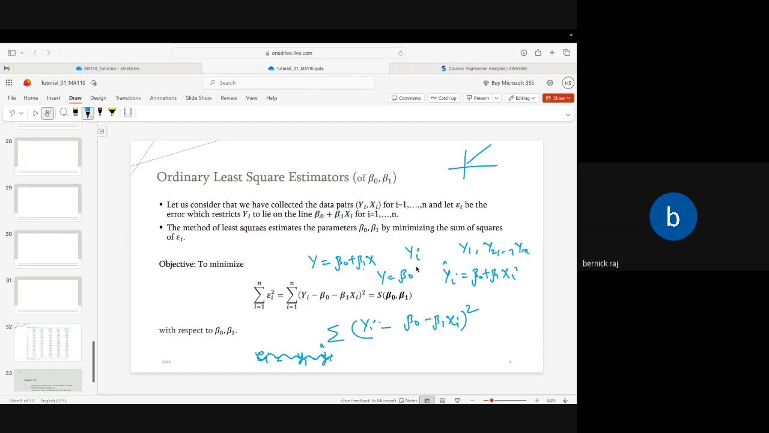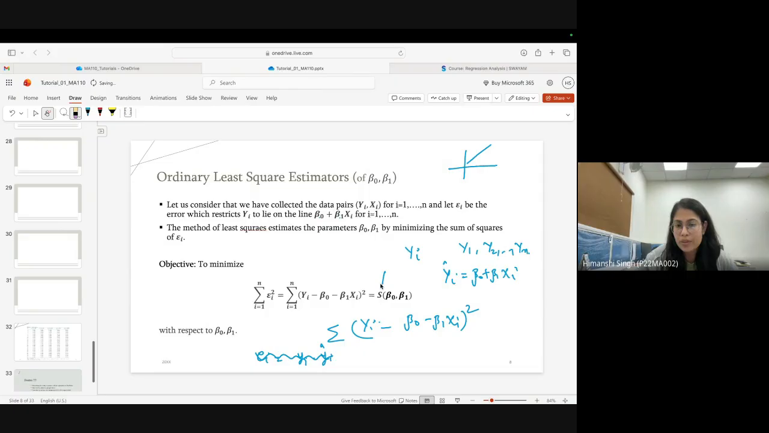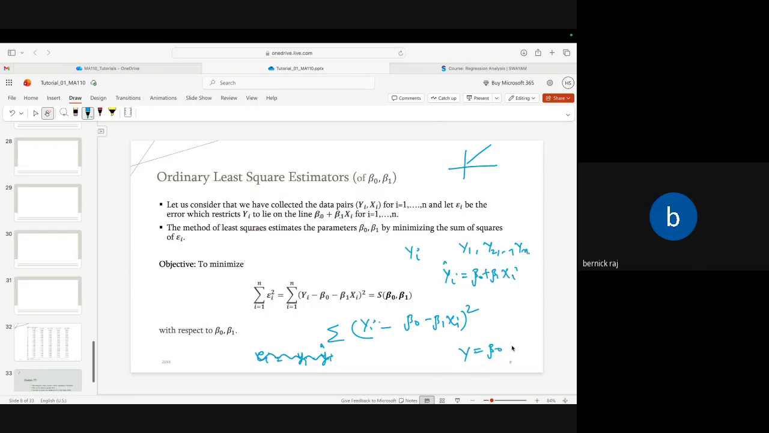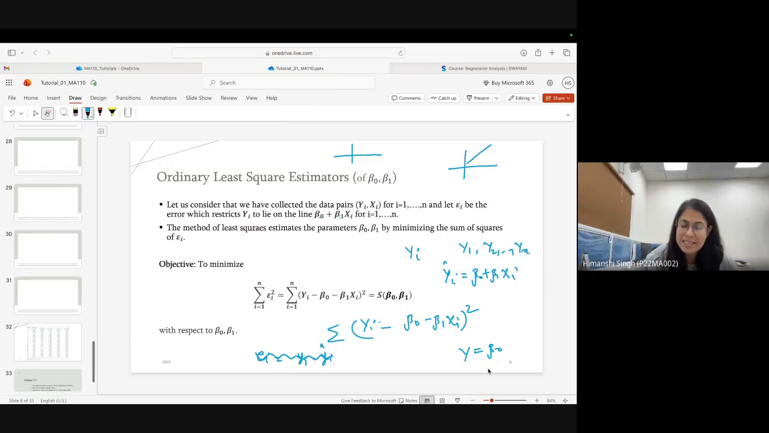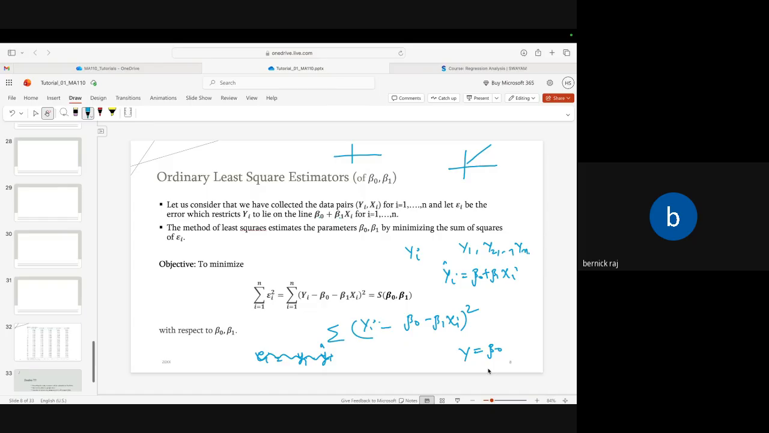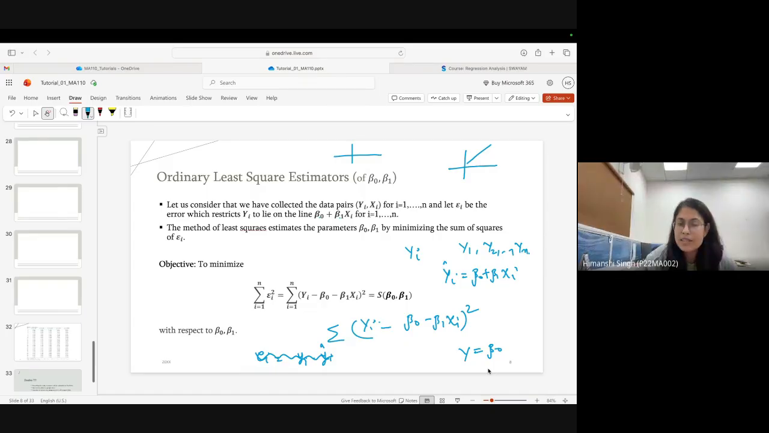Madam, in case y is equal to beta naught, it is also a line equation only. No, it is a point, just a constant. Here we have two variables. Y is equal to 2 or y is equal to 3, it is a line passing through y is 2 or y is 3. It would be a straight horizontal line.